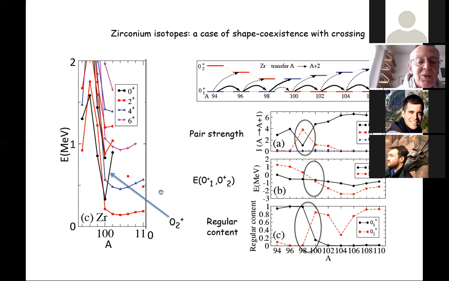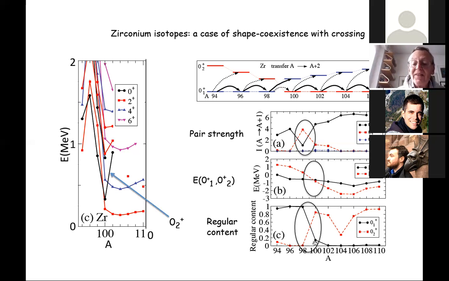The typical case is the zirconium isotopes. Here you can see the prediction of the different states with different multipolarity as a function of the mass. Okay, you can see that a 0+ state comes down, and of course you might think that the states mix, or eventually they cross. And if you see the calculation, from this figure that shows the regular content of the ground state, you see that up to a certain point my ground state has a 100% regular content, which means that it remains spherical.